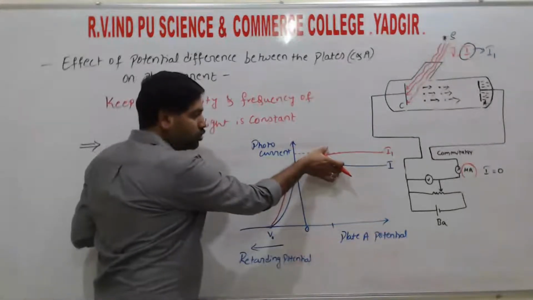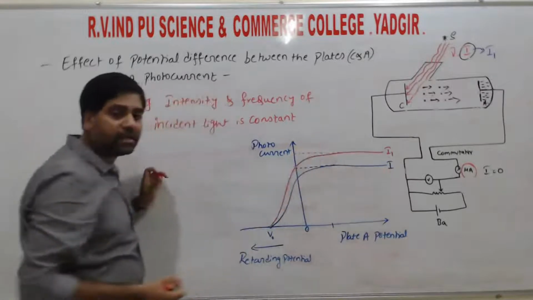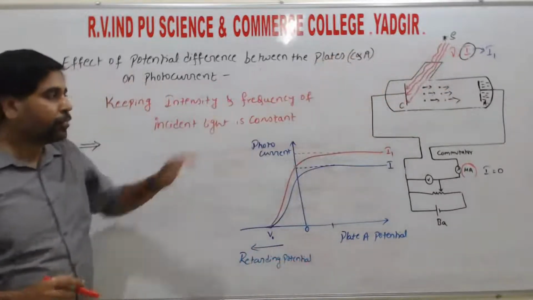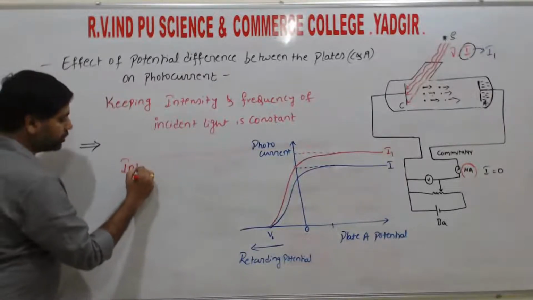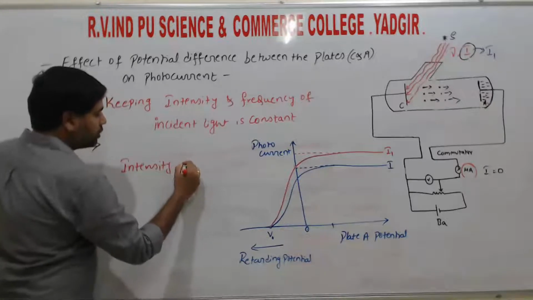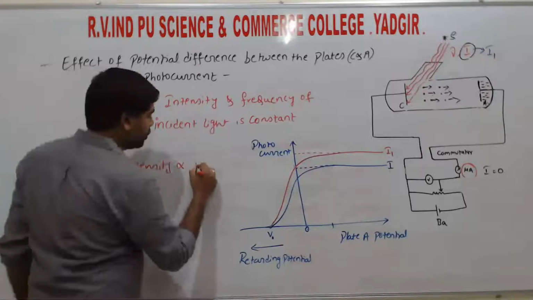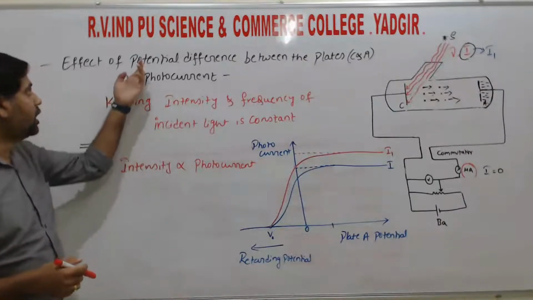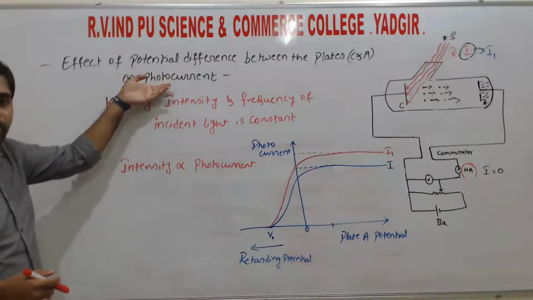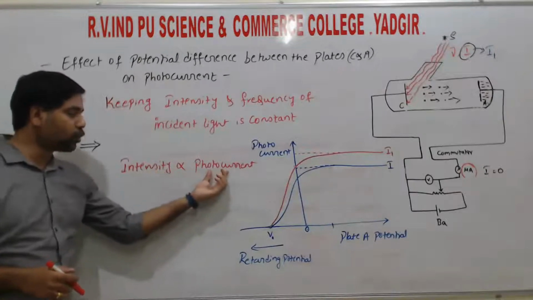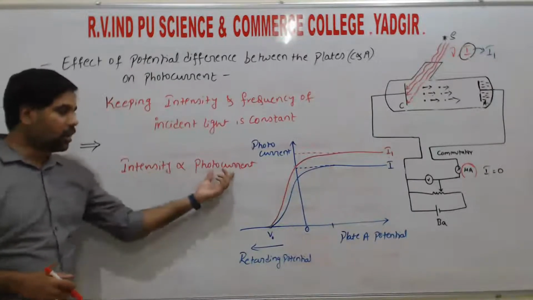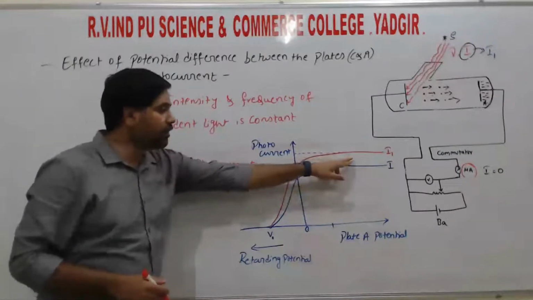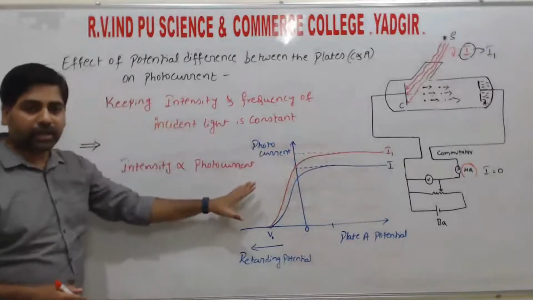If we observe these two curves, I1 and I, here we increase the intensity. In the last discussion, the effect of the intensity on the photocurrent, we showed that the intensity of the light is directly proportional to the photocurrent. That is, as intensity increases, the photocurrent also increases. Photocurrent increasing means the maximum current also increases. So if we increase the intensity, the saturation current also increases.